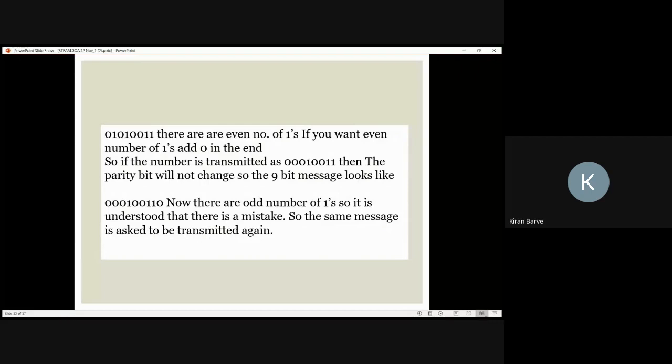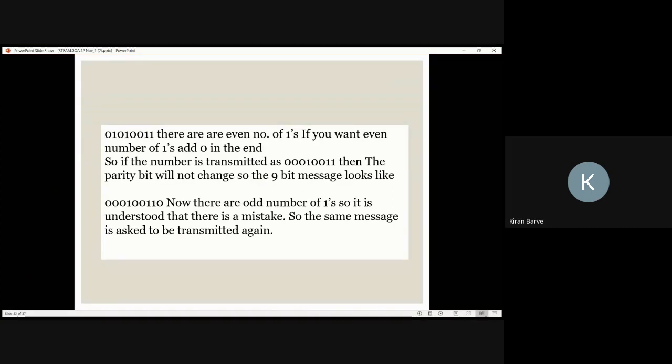Now see what happens. The received message now is 000100110. Originally it was even, so I had added the ninth bit as 0. Now the second one has changed to 0. I will not change the bit because I have done it already.